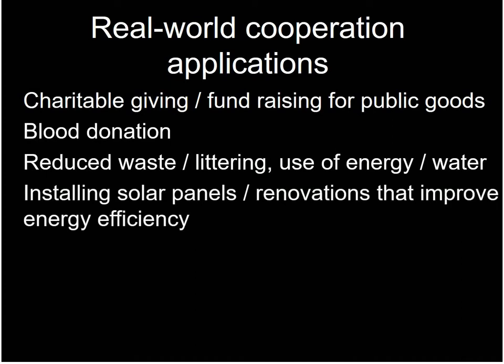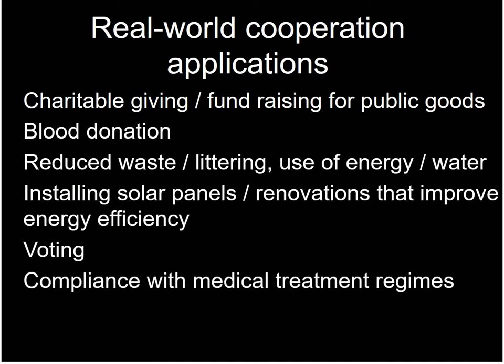Other kinds of conservation-related activities that, rather than refraining from doing things, are actively doing environmentally positive things like installing solar panels or doing renovations on your house to make it more energy efficient. Voting is another major topic where there's been a huge amount of experimentation on getting people to vote. That is increasing turnout.